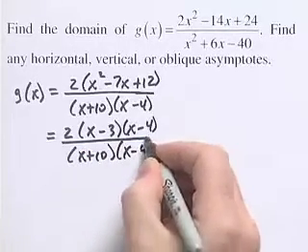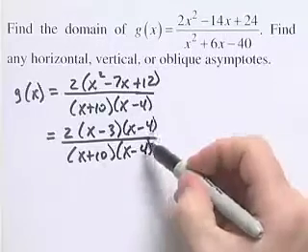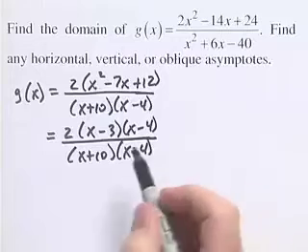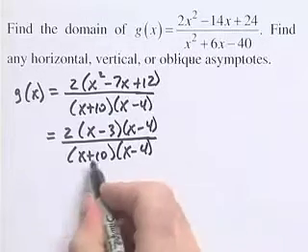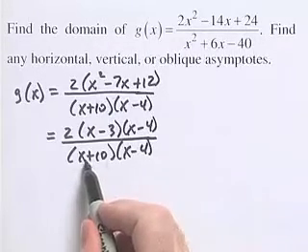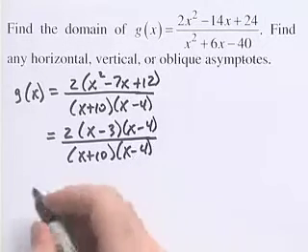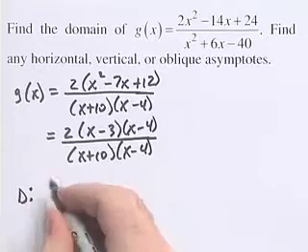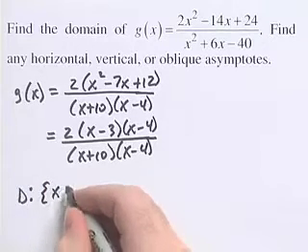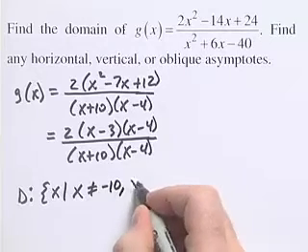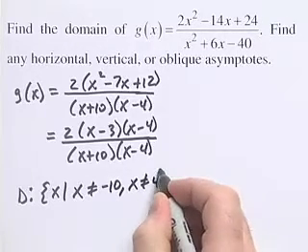Now at this point we want to determine our domain. Even though we have a common factor of x − 4, we need to leave that in there when we determine our domain. We look at our denominator here and see that the values for x that make the denominator 0 will be negative 10 and positive 4. So our domain for this function will be the set of all real numbers for x such that x is not equal to negative 10 and x is not equal to 4.